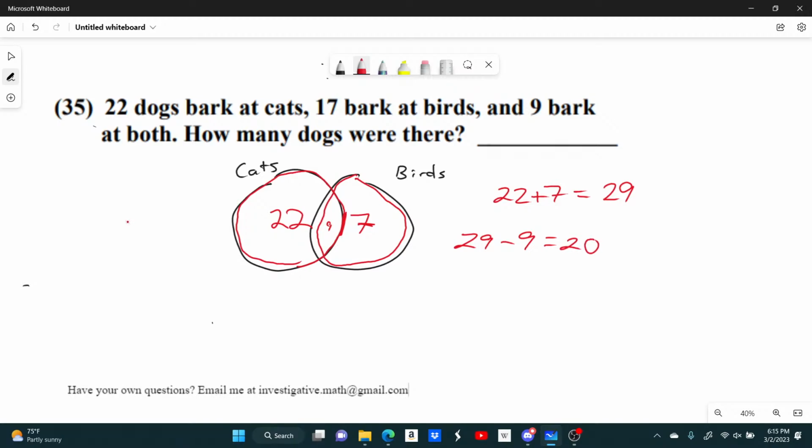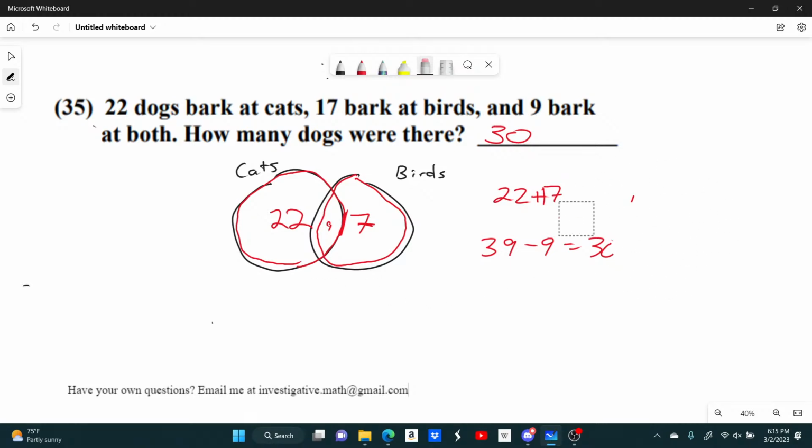Wait, is that right? 22 plus... I feel like I made a mistake. Nope, 22 plus 7 is not 29. Wait, what? Oh, it's because it's 17. It's because this 1 was right here. Yeah, 22 plus 17 is 39. There you go. And then 39 minus 9 is 30. See, I make mistakes. Usually it's not because I can't read my own handwriting, but you know, it comes and goes.